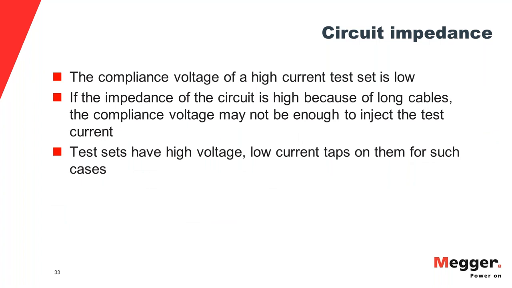So these high current testers deal with really high current, but they have really low compliance voltages. If the impedance of the circuit is high, if you're using really long cables that can result in high impedances, then the compliance voltage may not be enough to inject the test current. How do you deal with this situation? There are different ways of dealing with high circuit impedance. Some test sets have high voltage, low current taps. If you can run the test using those low current taps, then you can use those taps for running the tests on circuits with high impedance.